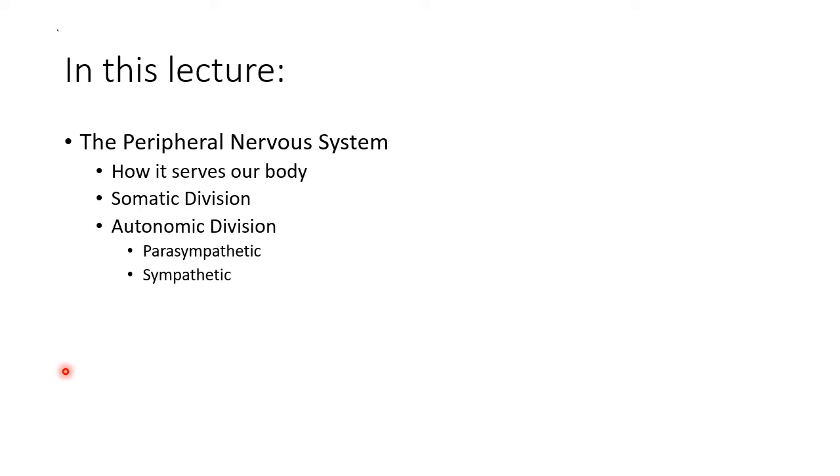In this lecture on the peripheral nervous system, we're going to talk first about how it serves our body, but we're also going to see that the peripheral nervous system is divided into two divisions, the somatic and the autonomic division. And the autonomic division is actually further divided into the parasympathetic and sympathetic divisions. So we're going to talk about how these are organized and what they do for us in our bodies.